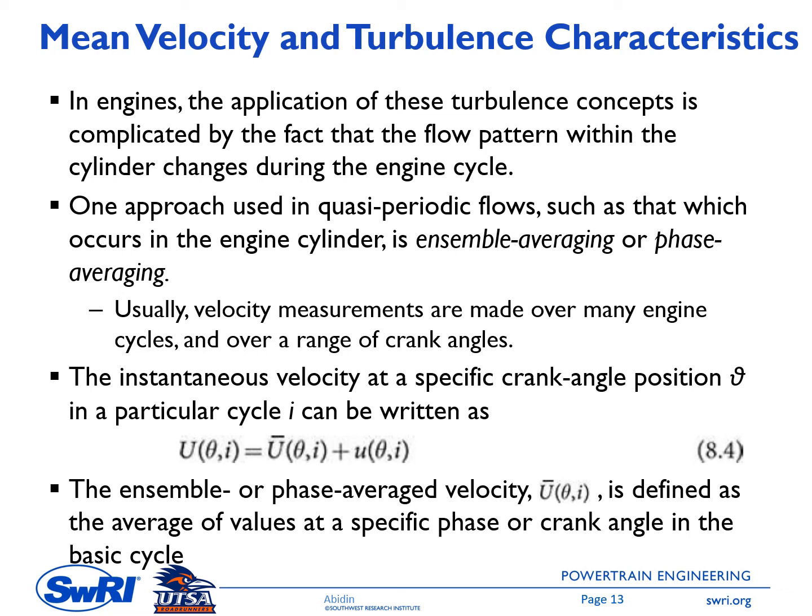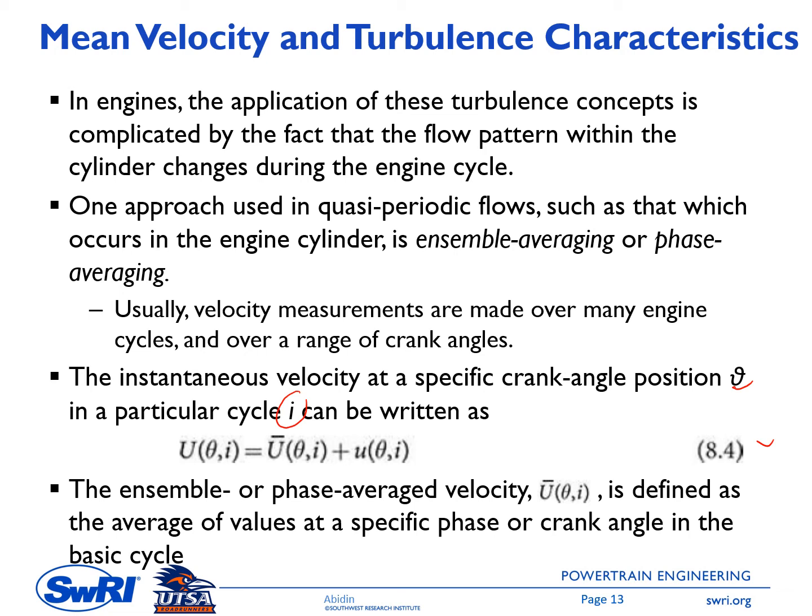One approach used in quasi-periodic flows, such as those that occur in the engine, is ensemble averaging or phase averaging. In this case, we average the velocity over multiple engine cycles. Usually velocity measurement is made over many engine cycles and over a range of crank angles. The instantaneous velocity at a specific crank angle position, in a particular cycle, cycle i here, can be written following equation 8.4.